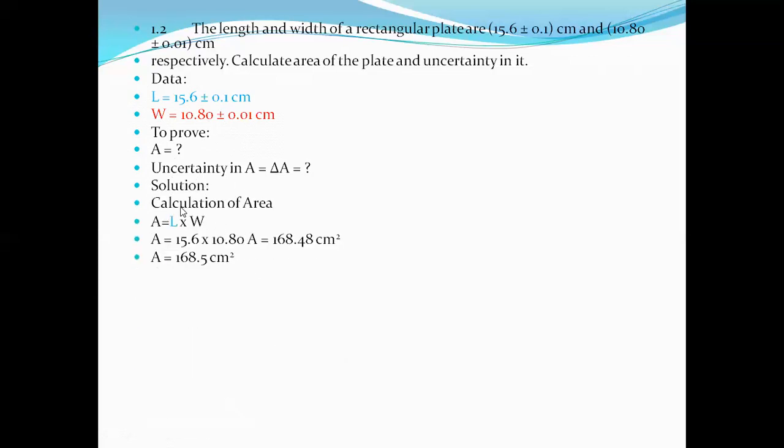Solution. To calculate the area of a rectangle, we have a formula: area is equal to length into width. We have a certain length, which is 15.6, which is not uncertain. So 15.6 is multiplied by 10.8, which is also a certain value of width.